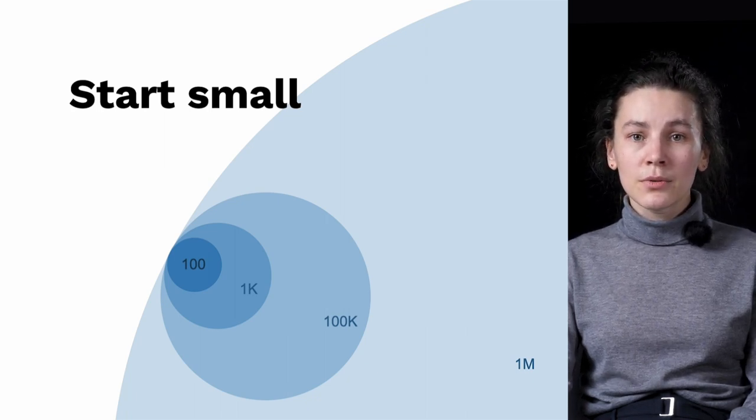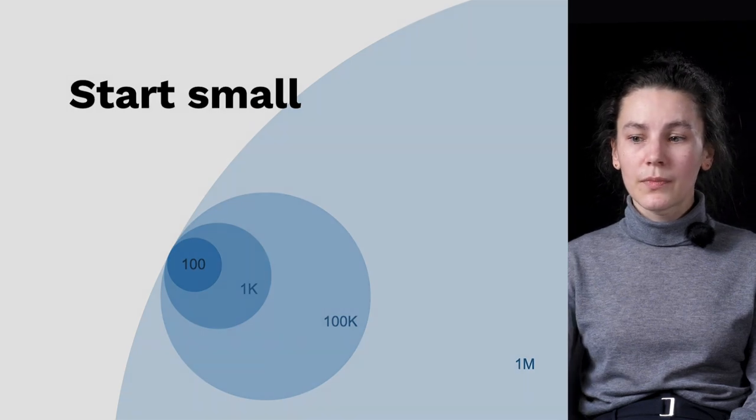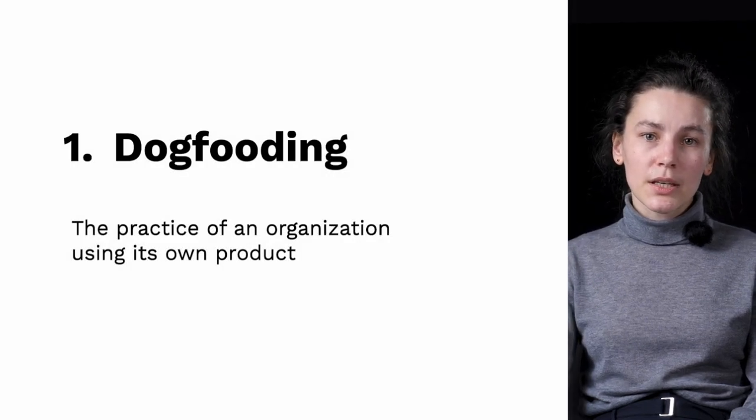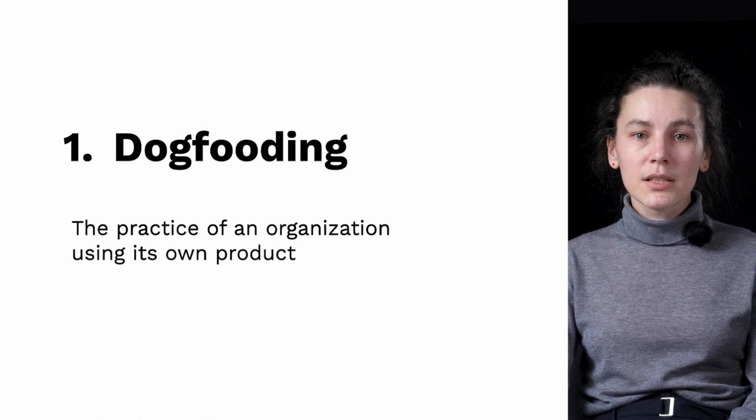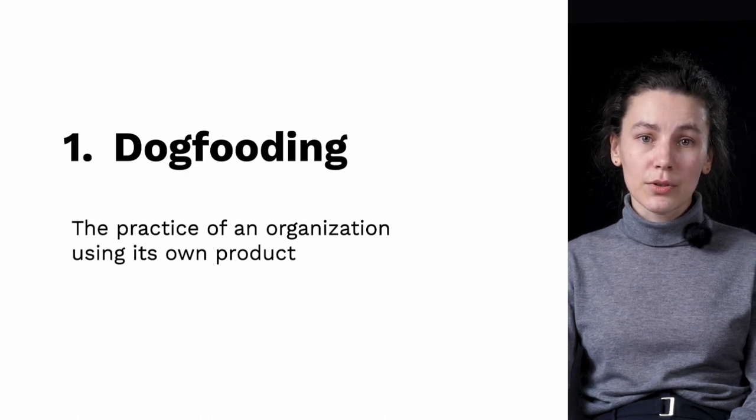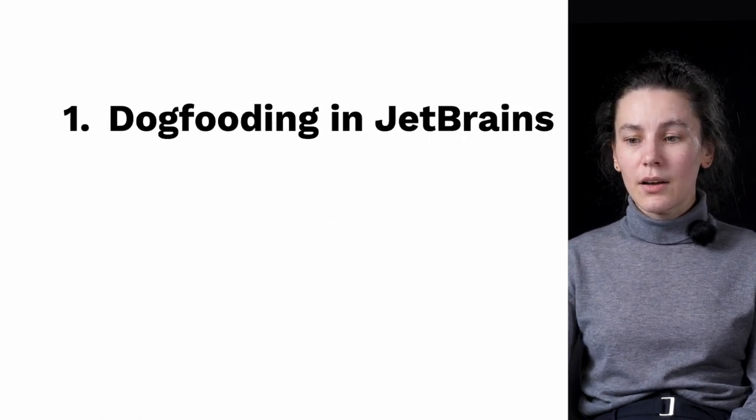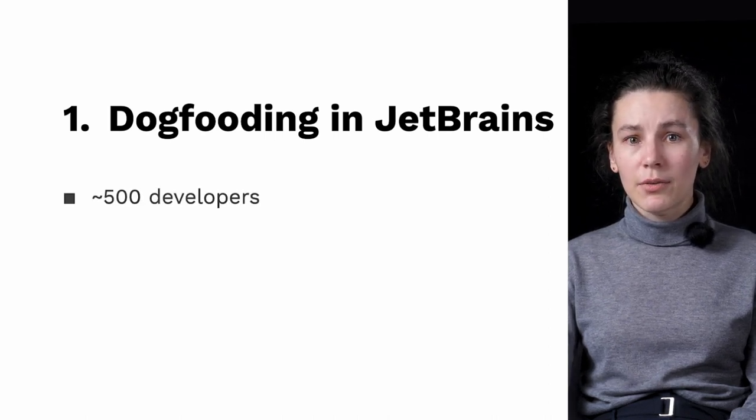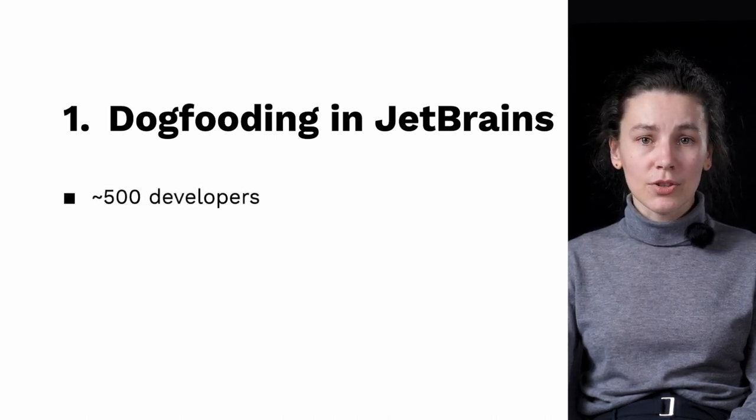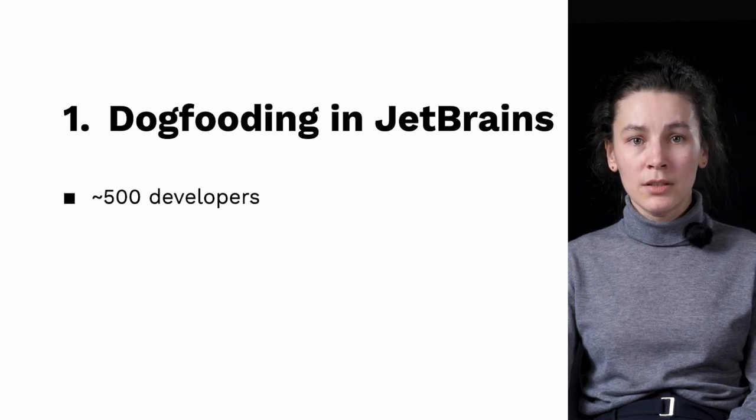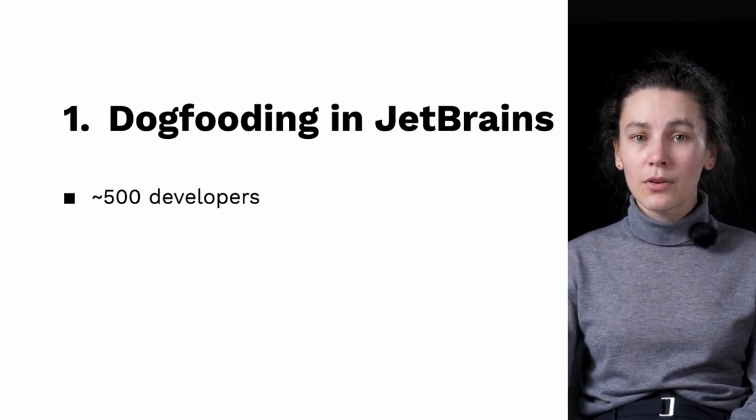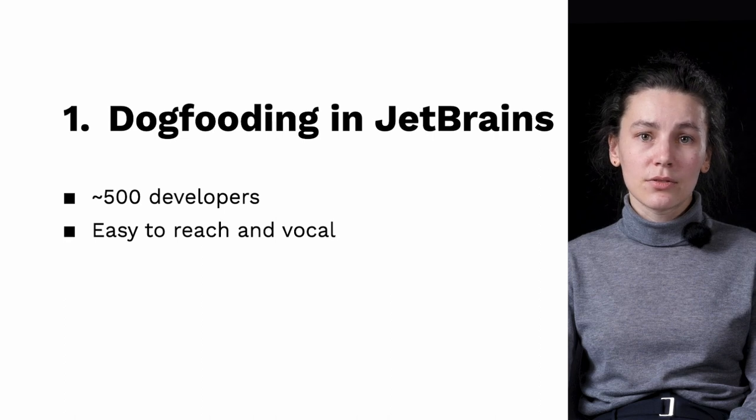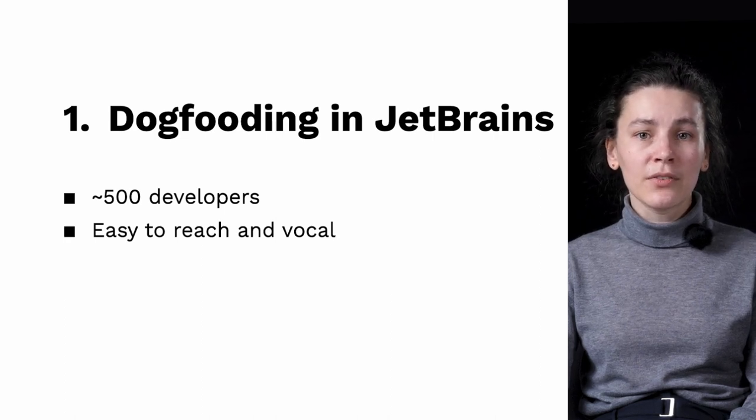So how do we do that? How do we start small? The easiest and cheapest way is dogfooding. Basically, you get your own colleagues to use the product with the changes. And we are quite lucky at JetBrains because we have about 500 developers internally that use our tools and IntelliJ IDEA. Having them close by makes it really easy to get quick feedback.